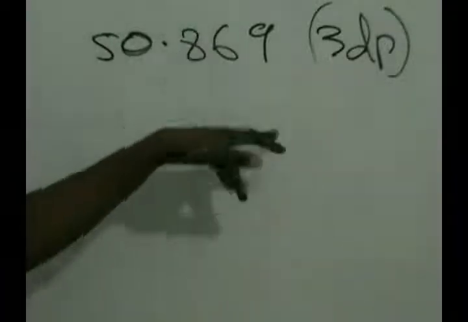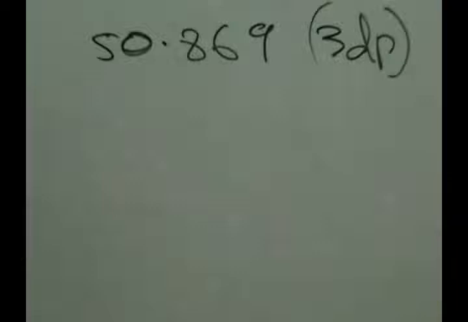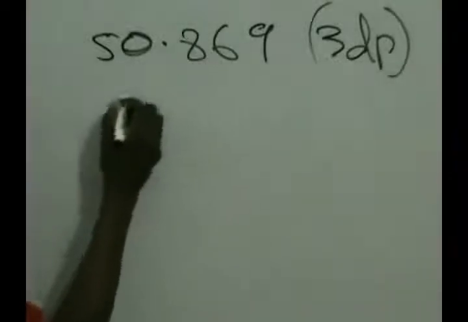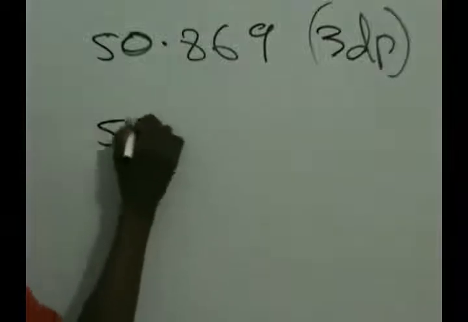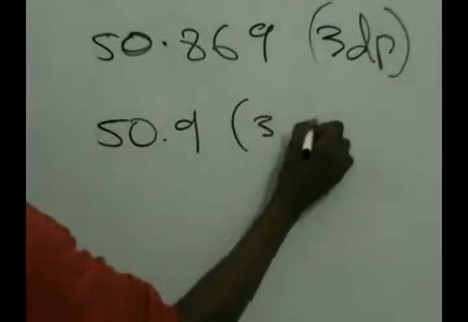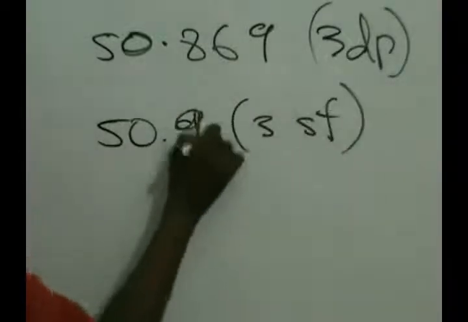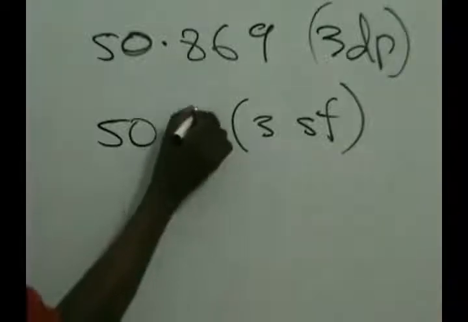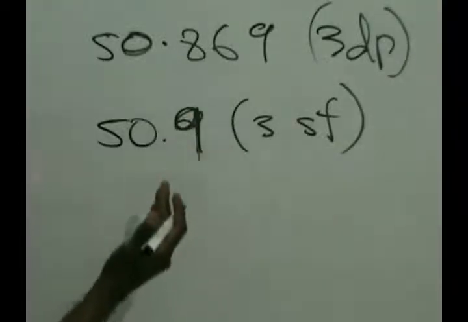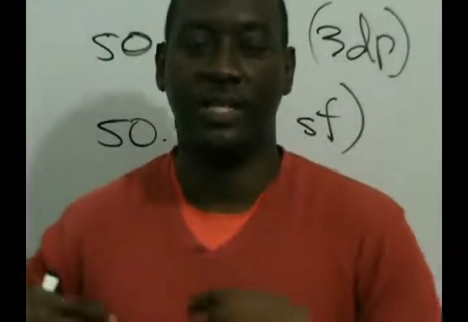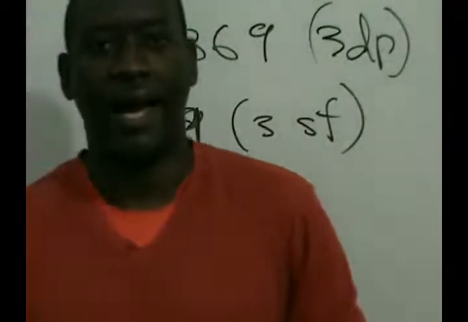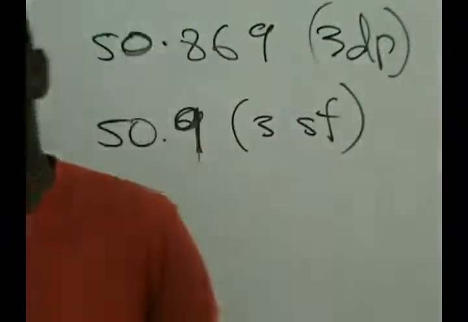Seeing that the 8 is followed by a 6, which is greater than 5, this 8 must be changed to a 9. So 50.869 would evolve to 50.9 to three significant figures. Alright? So again, by comparison, you see the difference between decimal places and significant figures.